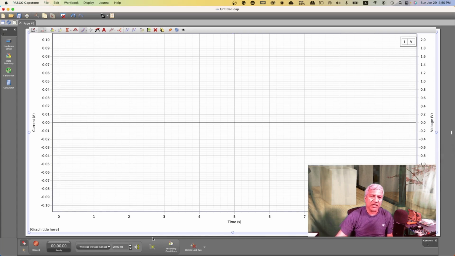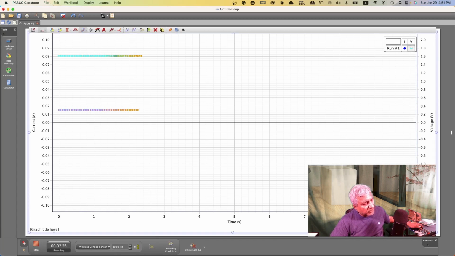So now time is on the x-axis. You have current on the y-axis on the left side, voltage on the y-axis on the right side. So you have I for current and V for voltage. And after that, all you got to do is go find the record button. But remember to keep the red switch pressed down. Press down on that, hold it there, record, and you can see how both the voltage and the currents are being measured. Click stop. There you have it.